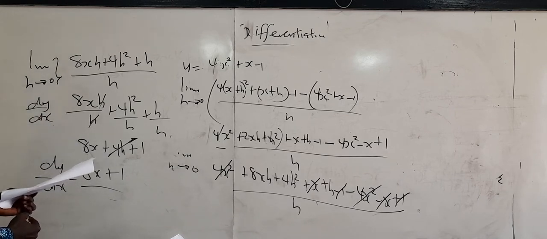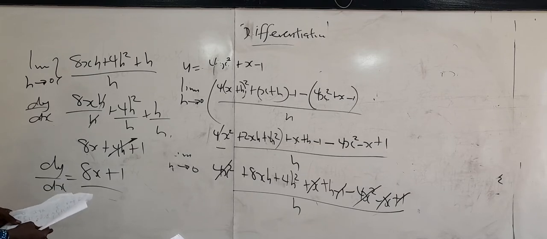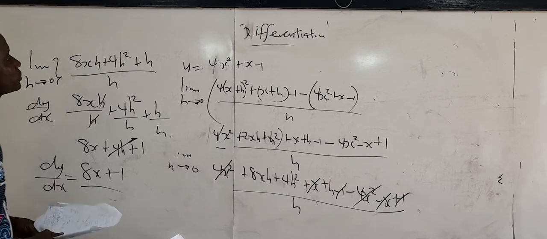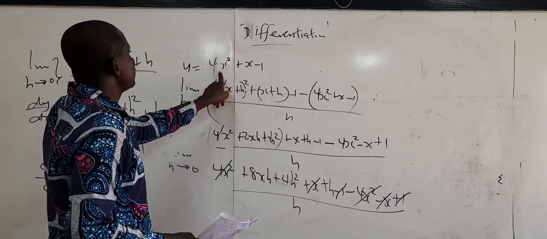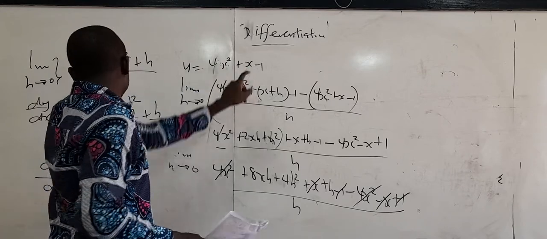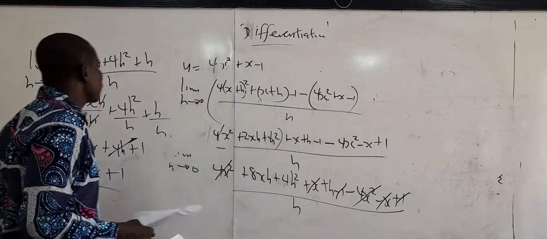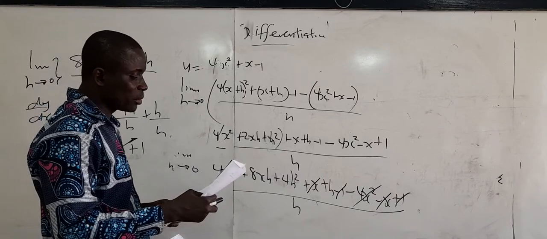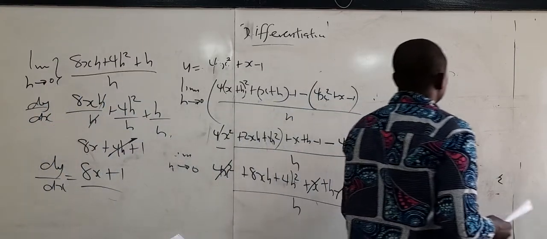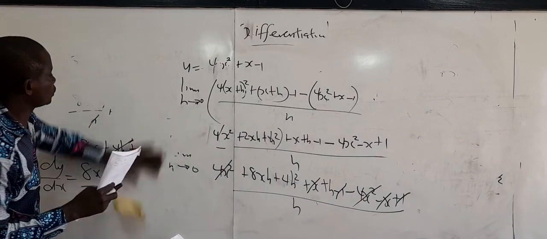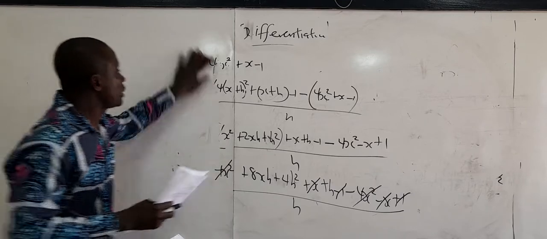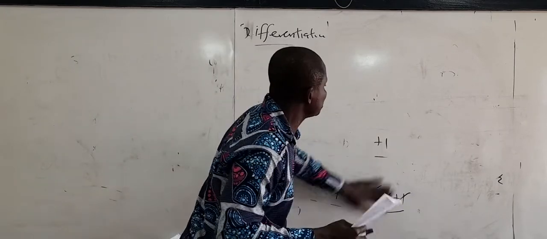Now let's check and see whether that one is really true. What is the original expression? You could see that if you differentiate it, you are going to get 8x plus h plus 1. This one will go to 0, which is very, very true. Exactly. Okay, sure. We are on differentiation from first principles.